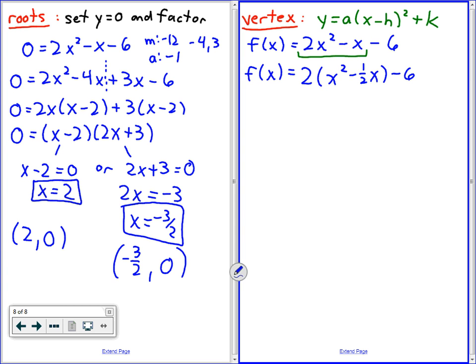Okay. Next up, what we're going to do is the completing the square step. The completing the square step is you're always going to divide the x term by 2. That's how it always works. So in this case, I'm doing negative 1/2 divided by 2. What is negative 1/2 divided by 2 equal to? Negative 1/4.